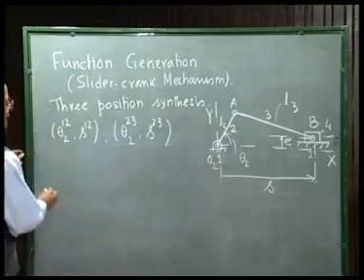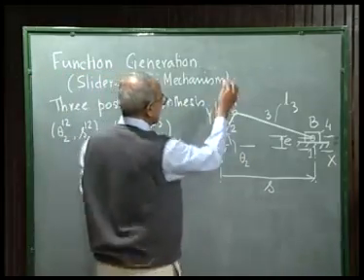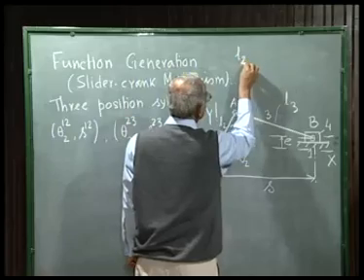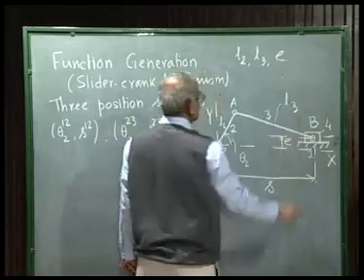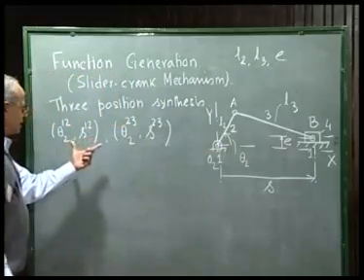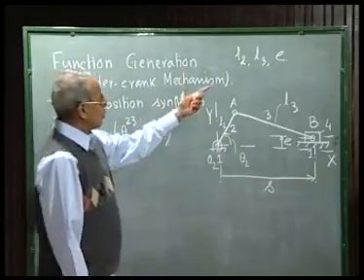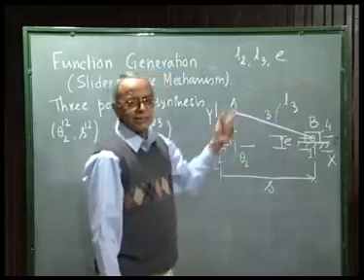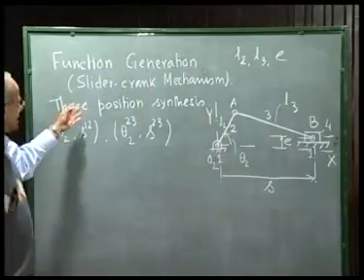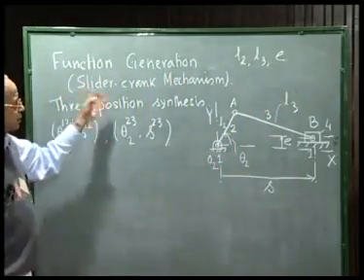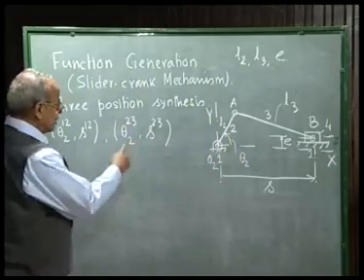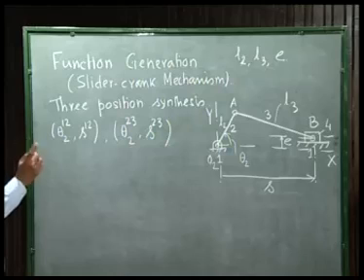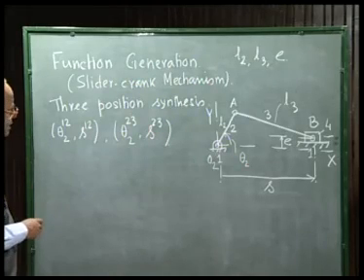So there are 3 link length parameters in this linkage, namely the kinematic dimensions L2, L3, and E. To generate these 2 pair of prescribed movements, what must be these 3 dimensions? That is what we mean by 3 position synthesis, function generation by a slider crank mechanism. Towards this end, we first obtain the displacement equation as we did in case of the 4R linkage.